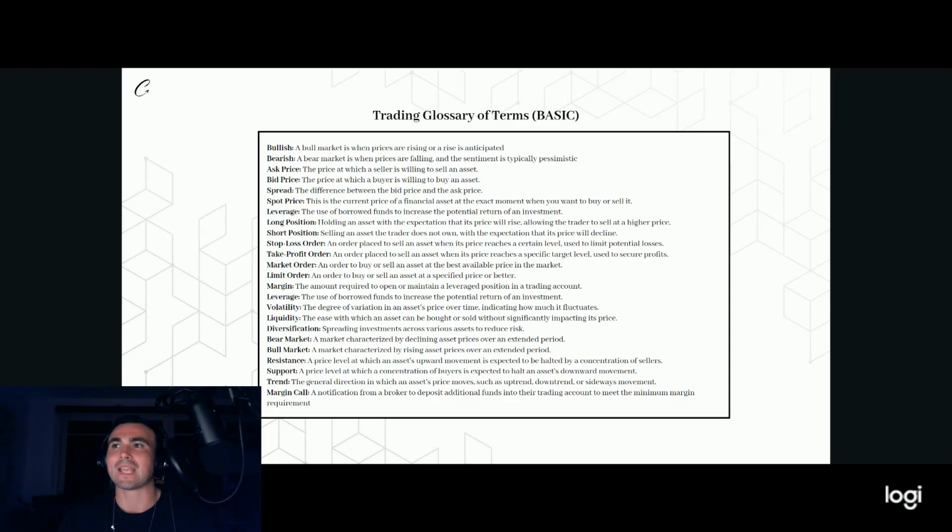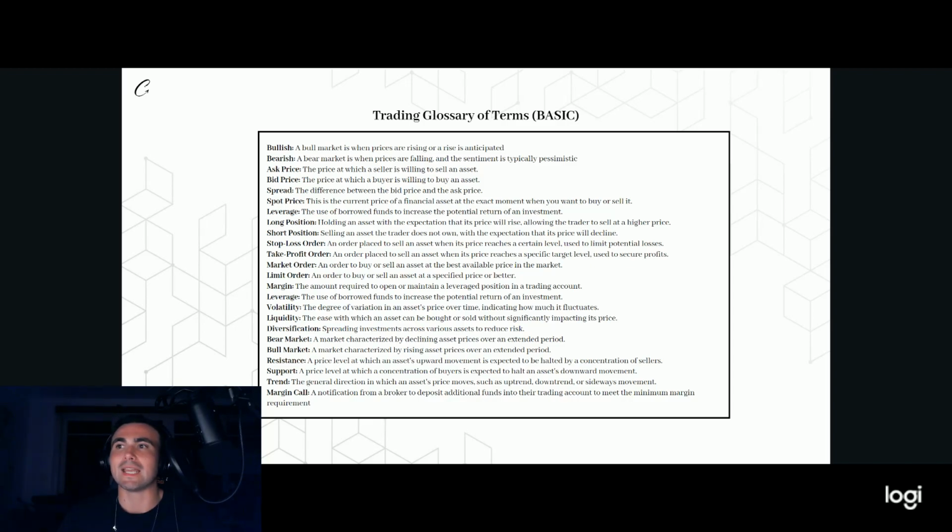Stop loss order. An order placed to sell an asset when its price reaches a certain level, used to limit potential losses. Take profit order. An order placed to sell an asset when its price reaches a specific target level, used to secure profits. Market order. An order used to buy or sell an asset at the best available price in the market right here and right now. Limit order. An order to buy or sell an asset at a specified price or better, meaning that you're not buying at the market rate right now, you're setting a price lower, or higher if you're selling.